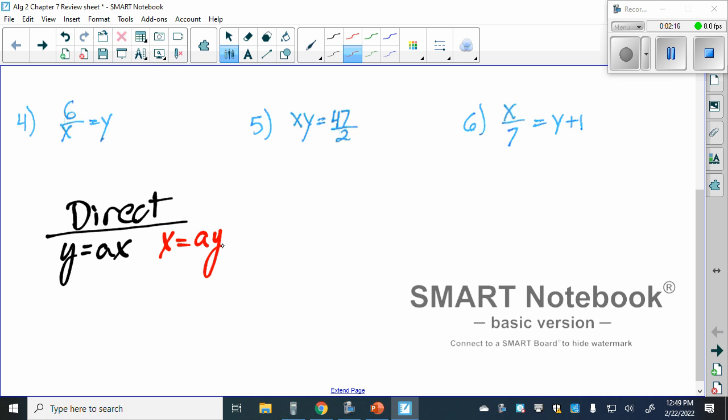Now, if we wanted to, we could get a by itself here, dividing both sides by x, telling us a is equal to y over x. Or we could also say a is equal to x over y. And they're just the different general forms of the equation that we could have.